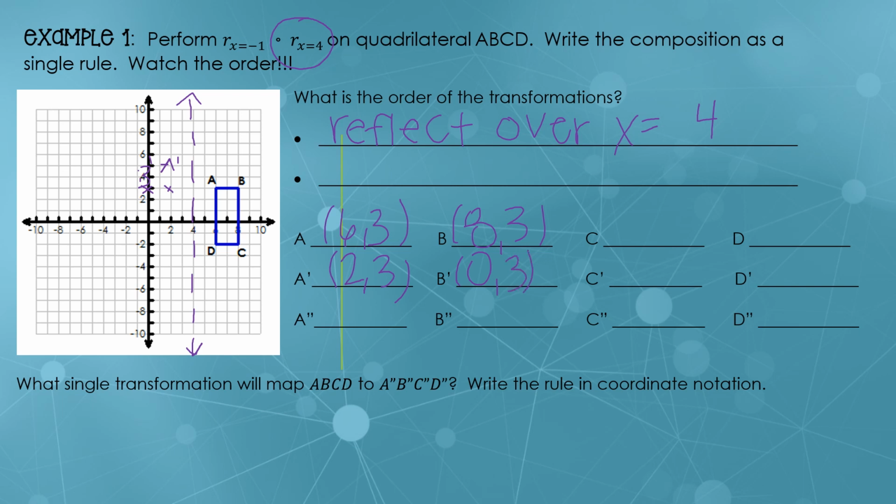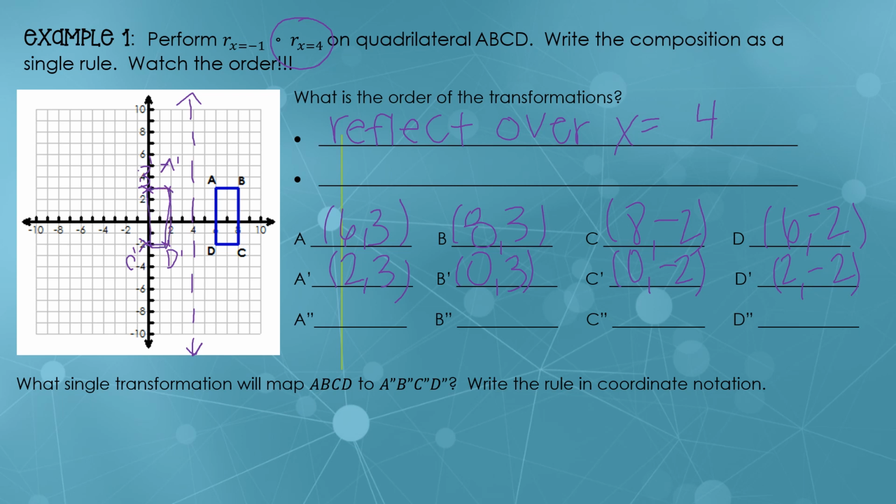C is 8, -2. It is 4 units away from x equals 4, so we're going to go 4 units away on the other side, and that puts C prime at 0, -2. And finally, D is sitting at 6, -2. It is 2 units away from x equals 4, so if we count 2 units on the other side, that puts D prime at 2, -2.